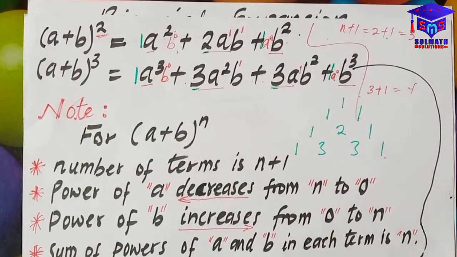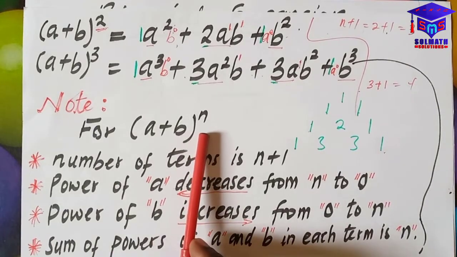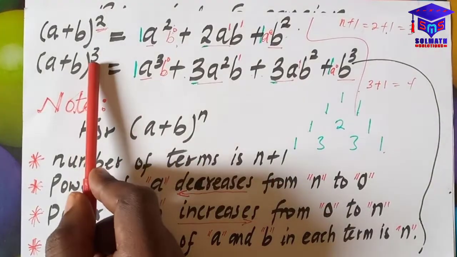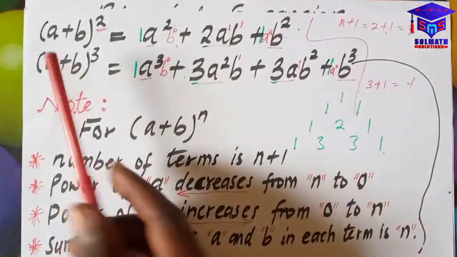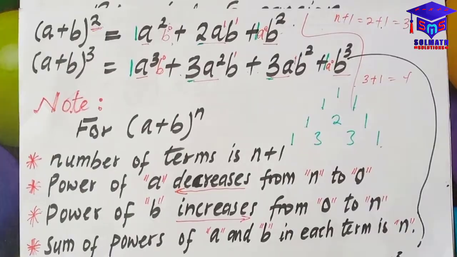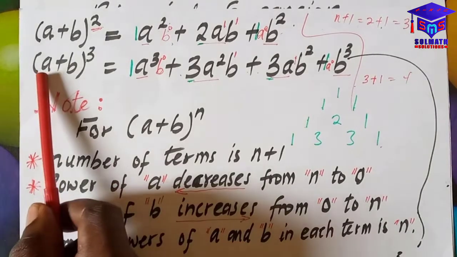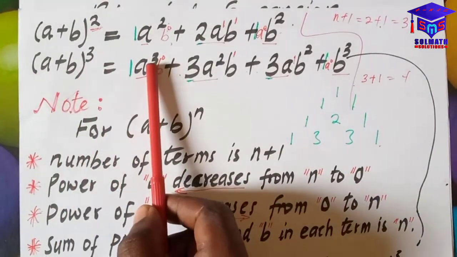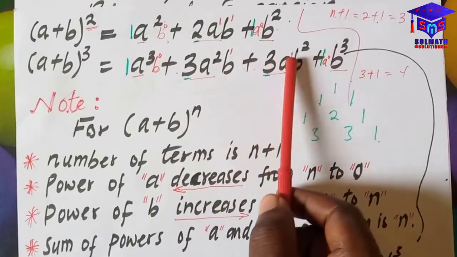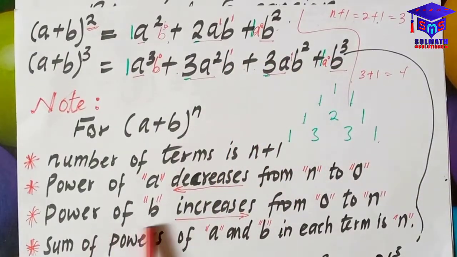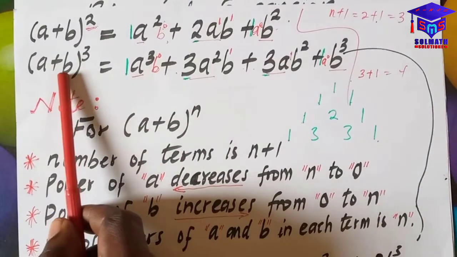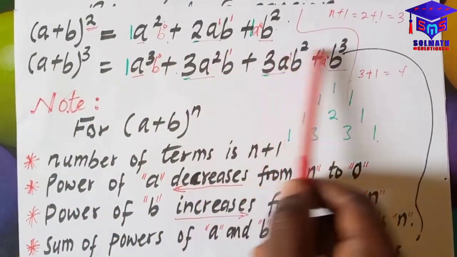We said that if you have a binomial to the power n, the number of terms should be n plus 1. So for example, to the power 3, the number of terms is 4: 1, 2, 3, 4. Then also we said that the power of a in a binomial decreases from n to 0. So it decreases from 3, a to the power 3, 2, 1, 0. And then the power of b increases from 0 to what? n. So the power of b increases from 0 to 3.